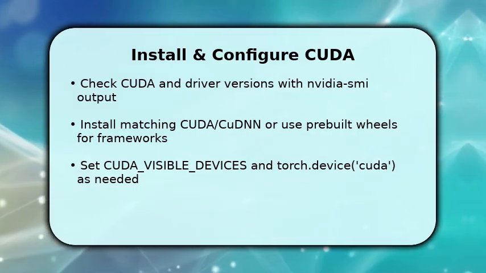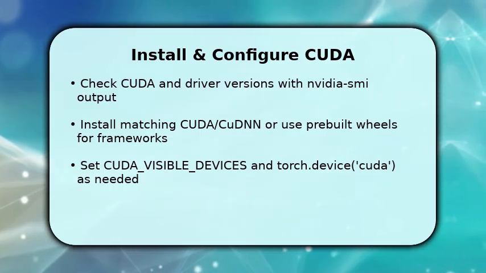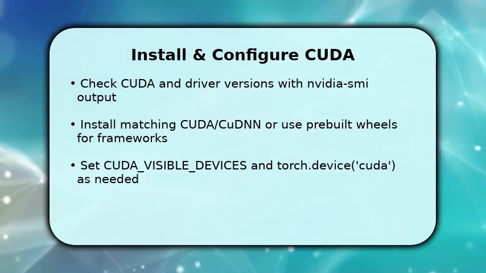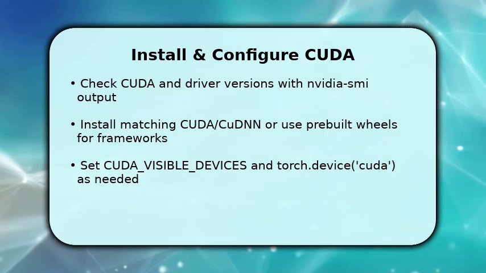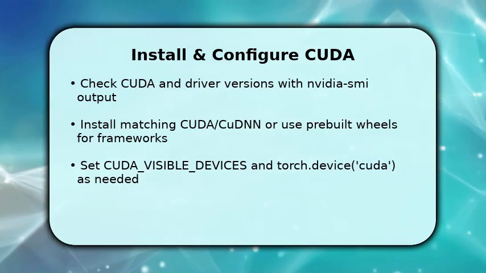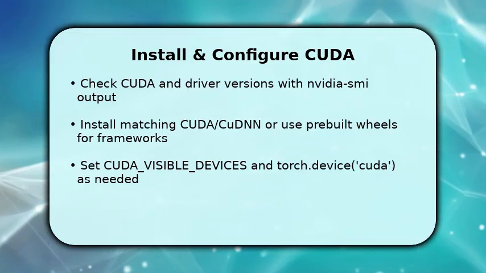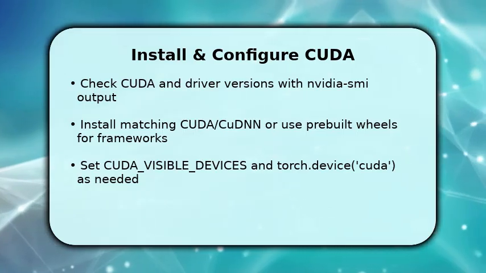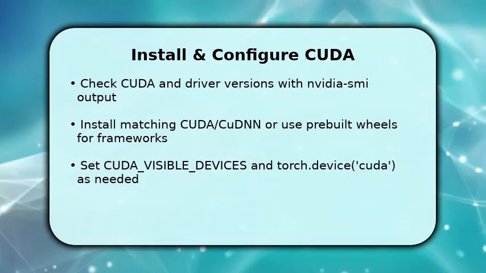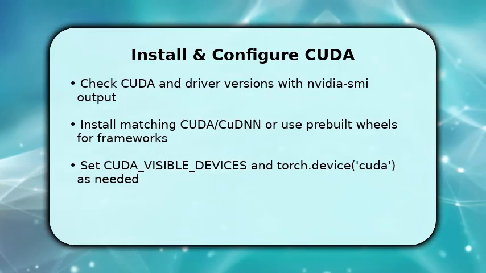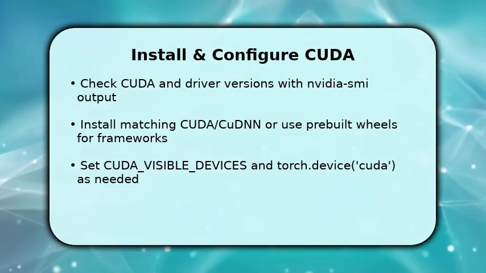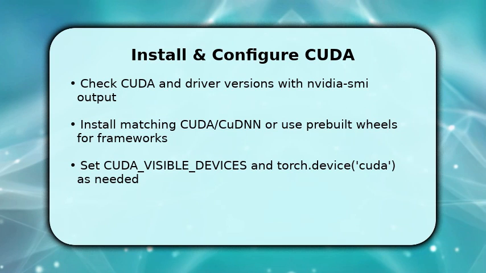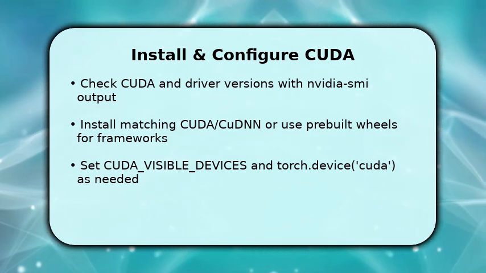Prefer framework wheels built for that CUDA version to avoid ABI mismatches. pip or Conda can handle that. Once libraries are in place, explicitly set CUDA_VISIBLE_DEVICES if you need a specific card, and in code use torch.device("cuda") or tf.device to target the GPU. These steps ensure your runtime actually schedules work on the system GPU rather than falling back to CPU.